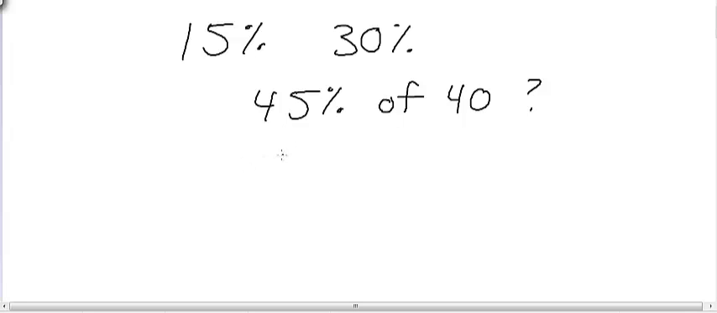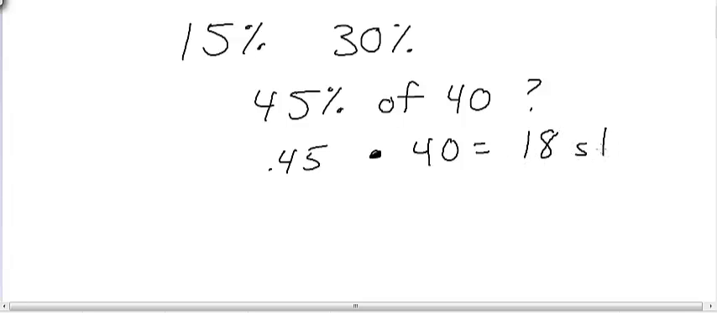I'll change my 45% into a decimal. It becomes 0.45. Of becomes multiplication. And 40 is 40. When I multiply, I'll get 18, or more specifically, 18 students in this class received an A or a B.